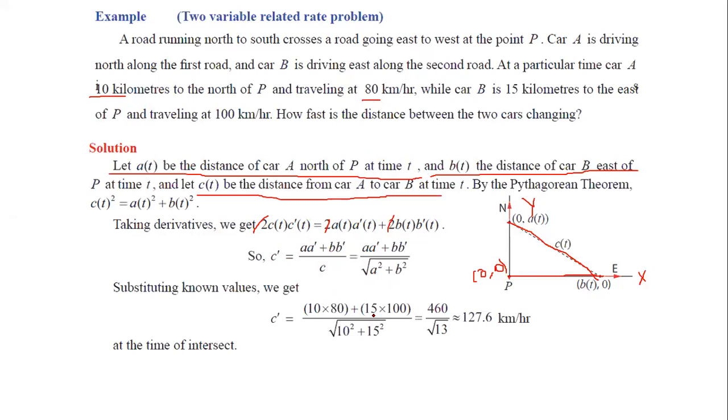So 10 into 80 plus 15 kilometer is the distance b, and the rate of change is 100 kilometer per hour. Therefore, we substitute 15 into 100 divided by the square root of a square plus b square, where a is 10 and b is 15. If you calculate this, we get the answer 127.6 kilometer per hour at the time of intersection. So that is how fast the distance between the two cars is changing. That is one more example, and the application here is that you have to use the Pythagoras theorem to calculate that.